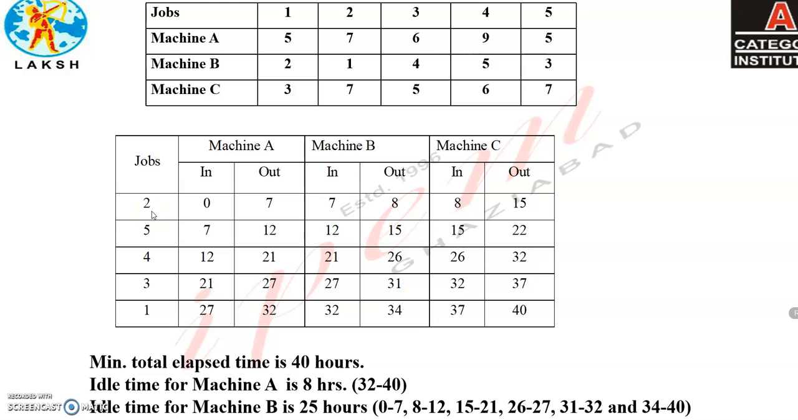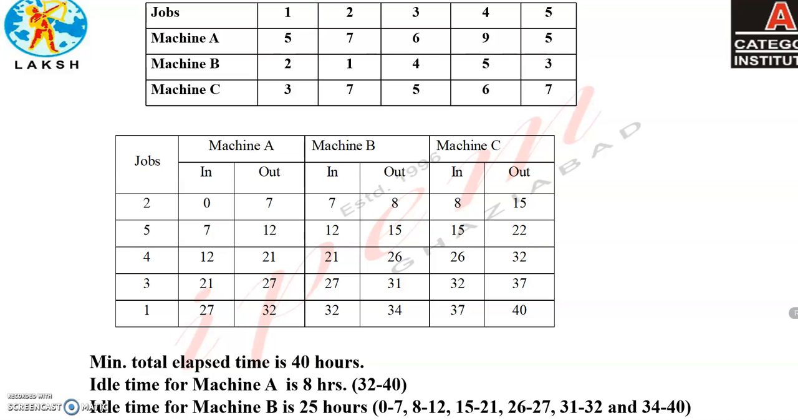In 2 it has been done. In 2 the actual time given is 1. So we will add 7 plus 1 is equal to 8. But we will not write 8. The out time of machine A is equal to 12. So whatever the maximum value is, we will put the same value here. So in place of 8, we will write 12 here. All right, understood? Because the time cannot be less than the actual time.